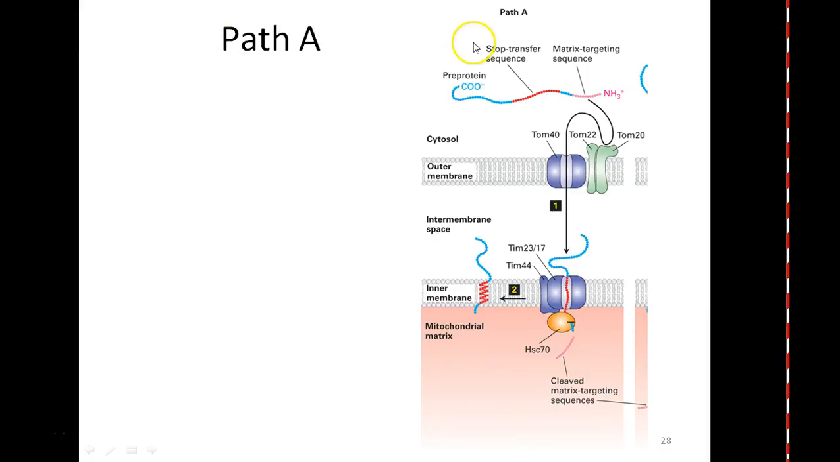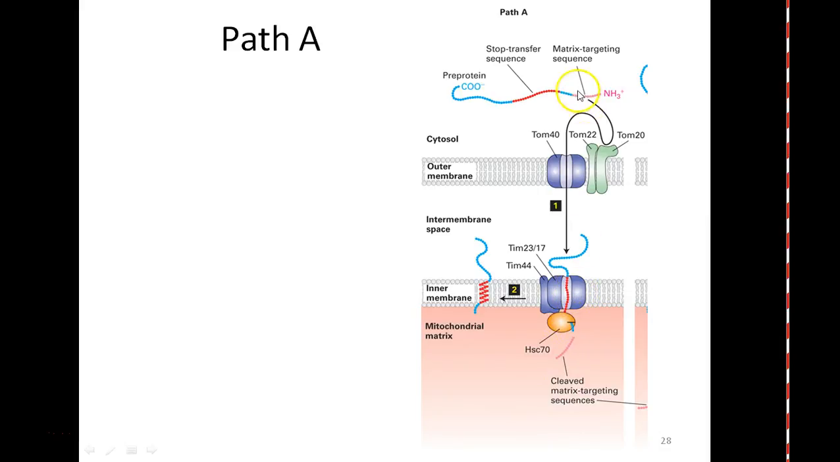So here we have path A. This is the precursor protein, and it has the matrix targeting sequence shown here in pink, and the red is the stop transfer sequence. Of course, we are very familiar with those initial steps. Every protein has to go through the Tom complex, so we've covered these interactions with the Tom complex. So what's happening here? This entire peptide is translocated, but not completely into the matrix.